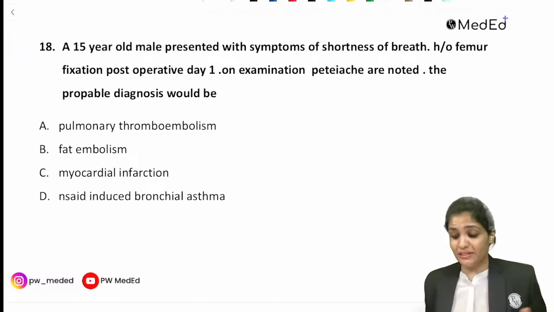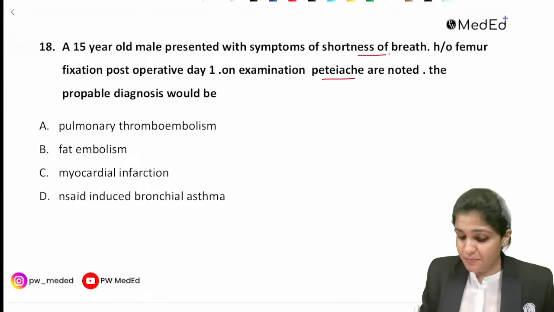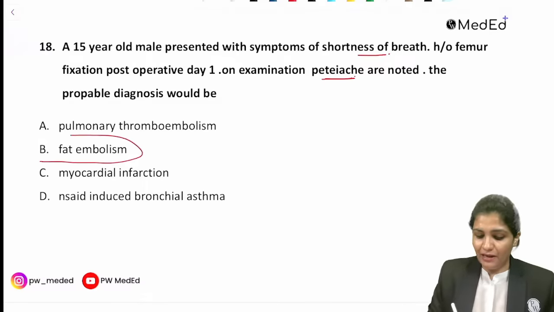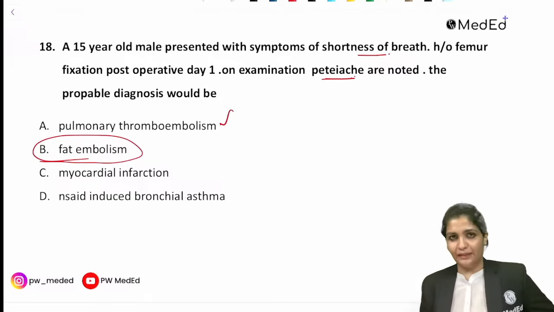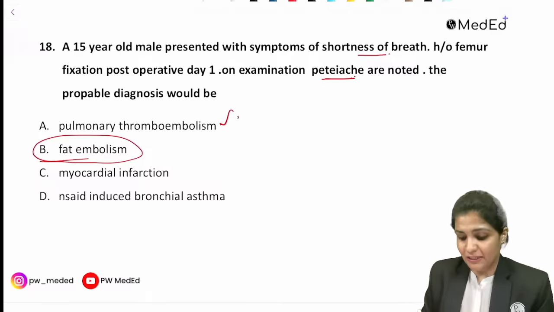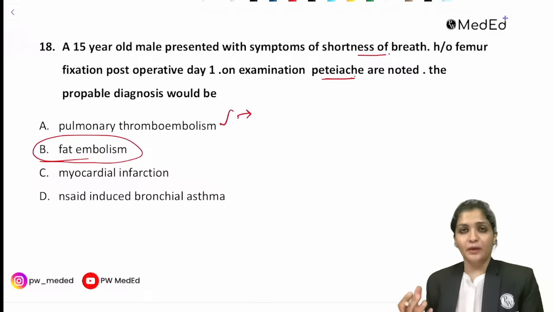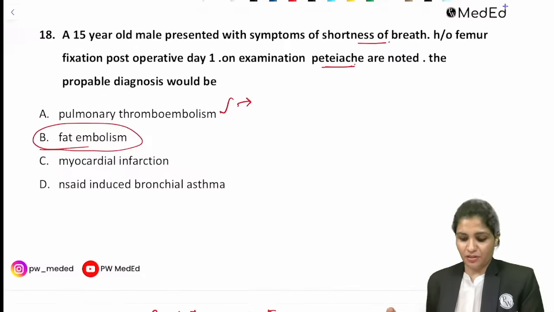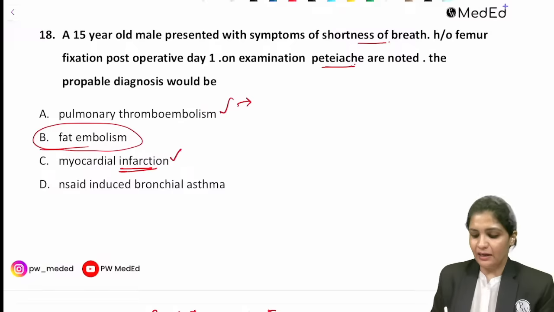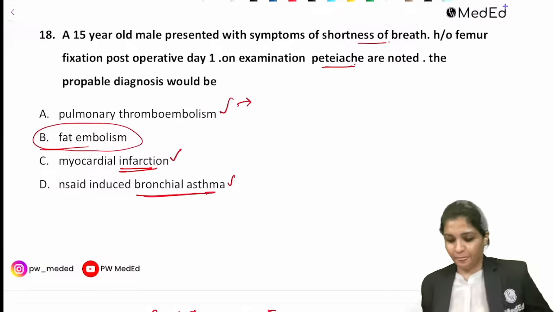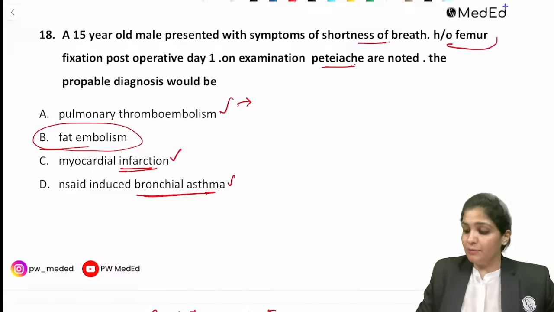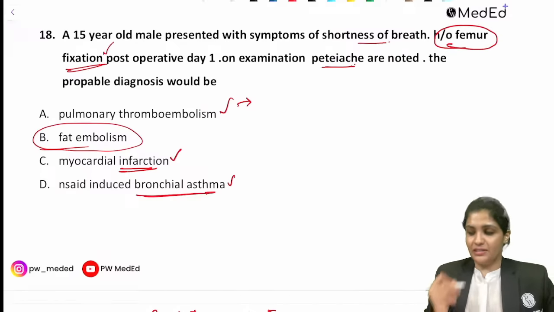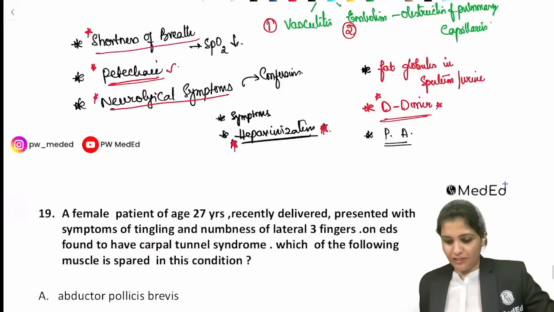A 15-year-old male presented with shortness of breath, SOB is present, petechiae is present, and the probable diagnosis would be fat embolism. You should also keep in mind that sometimes thromboembolism also might be there. But before that, various other conditions should be ruled out, and then you have to take the patient for surgery. And it is definitely not myocardial infarction or NSAID induced bronchial asthma. Even though it is shortness of breath, because of the presence of petechiae, we have come to the conclusion that it could probably be fat embolism. And the most important one is there is a history of fracture femur fixation. Okay. So that is the fat embolism syndrome.